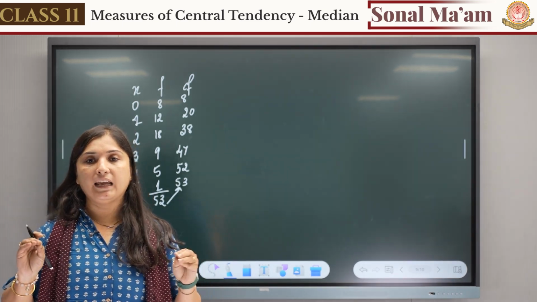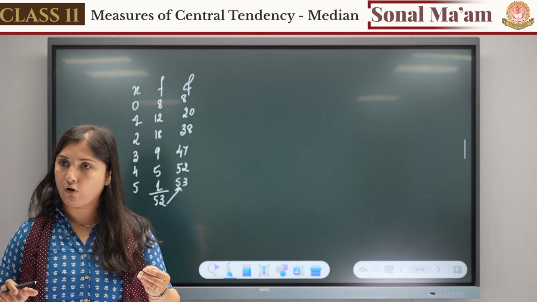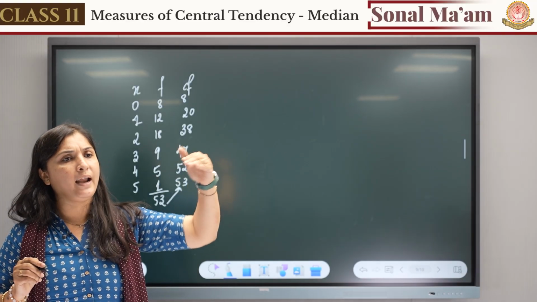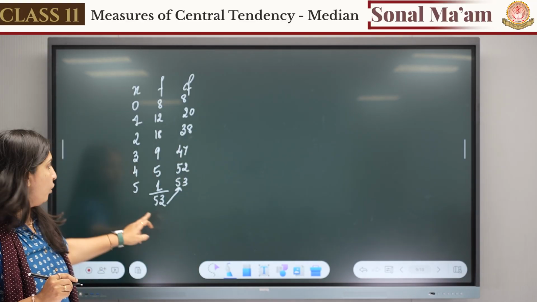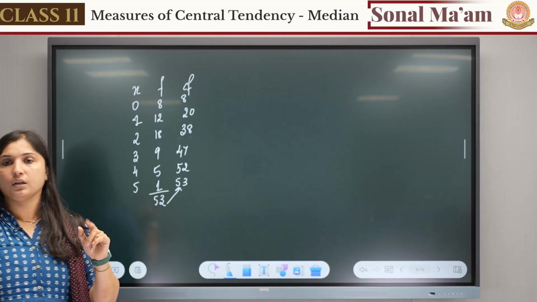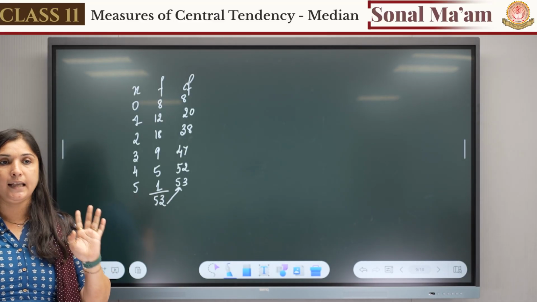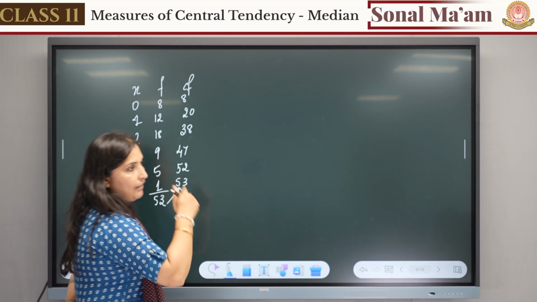ठीक है, क्या किया हमने? What we did? We found the CF column. How to find the CF column? Keep on adding the frequencies, and the total frequency and the last frequency, last CF will be the same. Okay, we have already done.